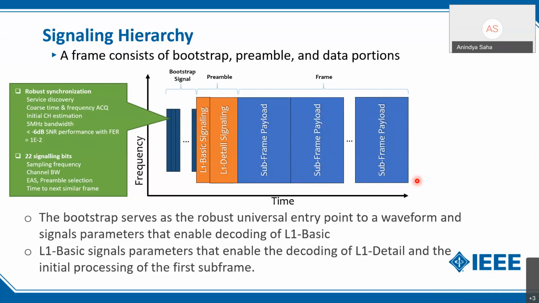And if you think about it, if I update any attribute of the waveform, it is possible that the existing receivers in the ecosystem might suddenly stop working. Now, what was achieved with the bootstrap was that a receiver, once it decodes the bootstrap, if it finds that the version of the waveform following the bootstrap is not something which it can handle or demodulate, then it will simply skip.